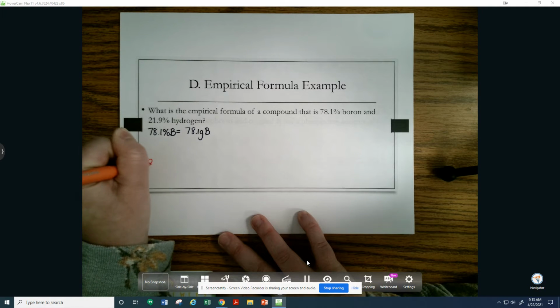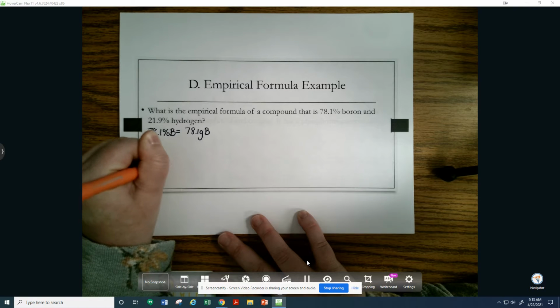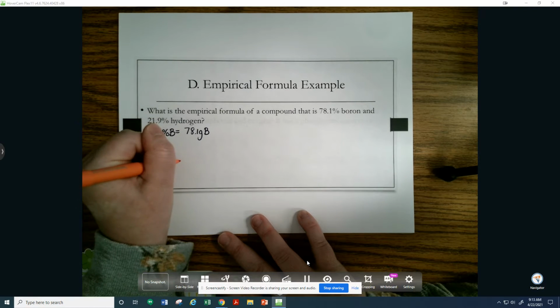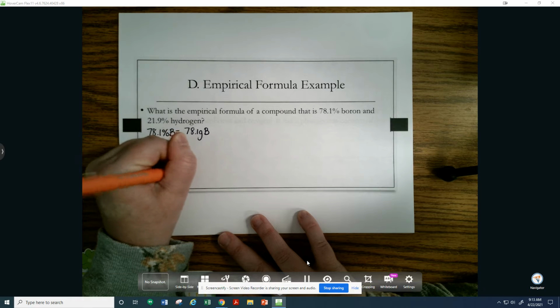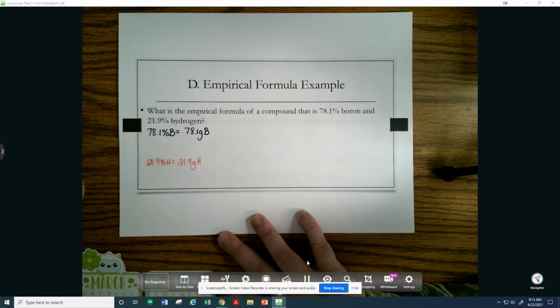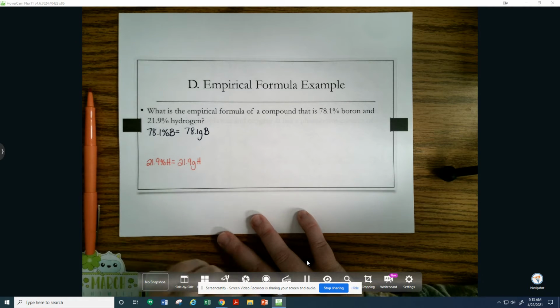It says that we have 21.9% hydrogen. So what we really mean to say is we have 21.9 grams of hydrogen. And so that's the first step of the rhyme, percent to mass. The next step, it says mass to mole.